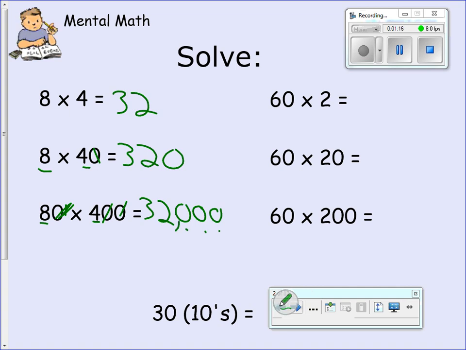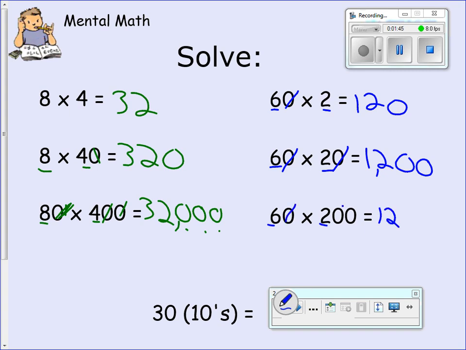Move on over here. 60 times 2, I'm just going to take a look at the 2 and the 6. I get the number 12, because 6 times 2 is 12. I count the zero. I have 1 zero. 60 times 20, I just take a look at the single digits first. 6 times 2 is 12. Go ahead and count the zeros. I have 2 zeros. I have 1,200. 60 times 200. I don't expect you to know this huge number, but if you break it down to 6 times 2, you get the number 12. Count the zeros: 1, 2, 3. 3 spots, or a comma.